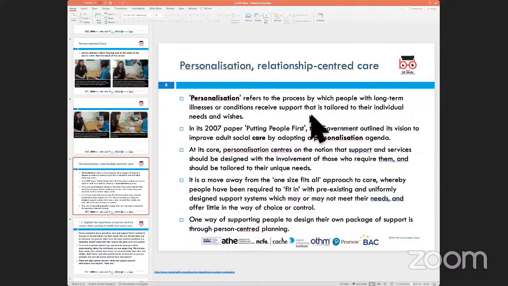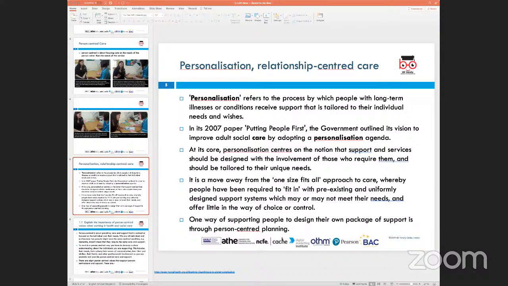Now, there was a paper which was also introduced by the government by putting together a committee, and the committee studying it basically came up with a concept called putting people first. Putting people first, as a paper, led to the planning of how a person-centered approach would be incorporated into the National Health Service and the NHS Act of 2010.